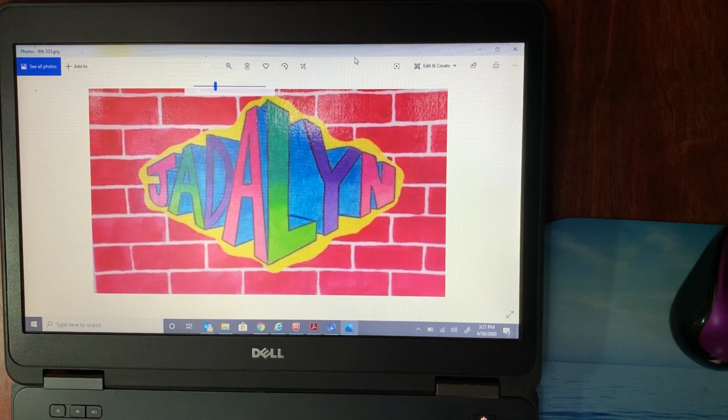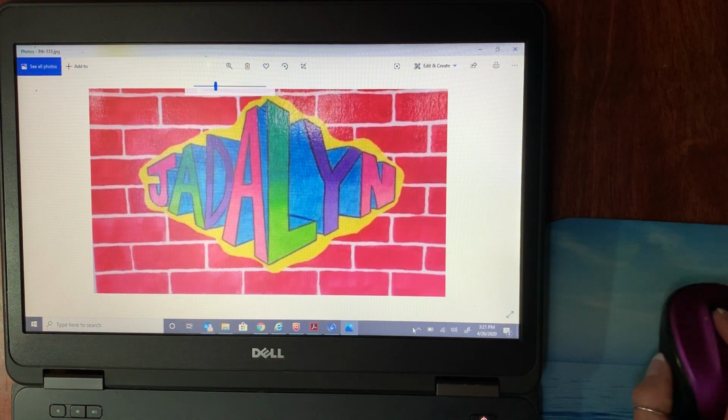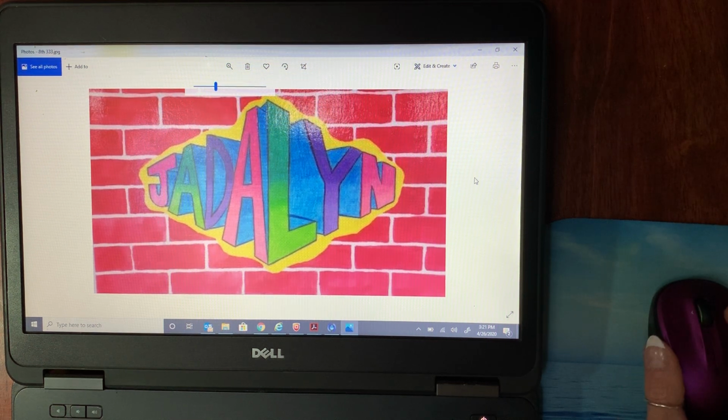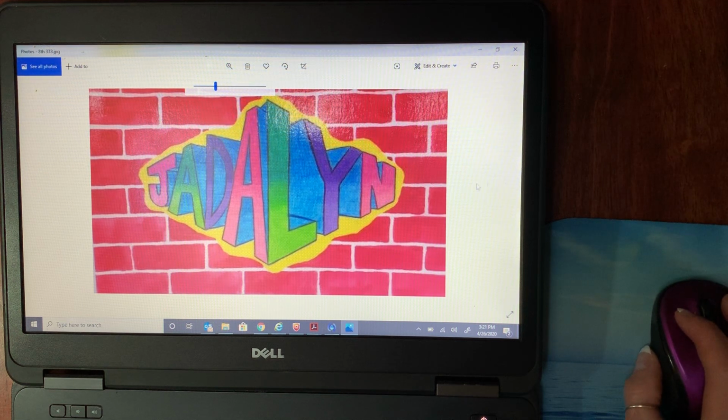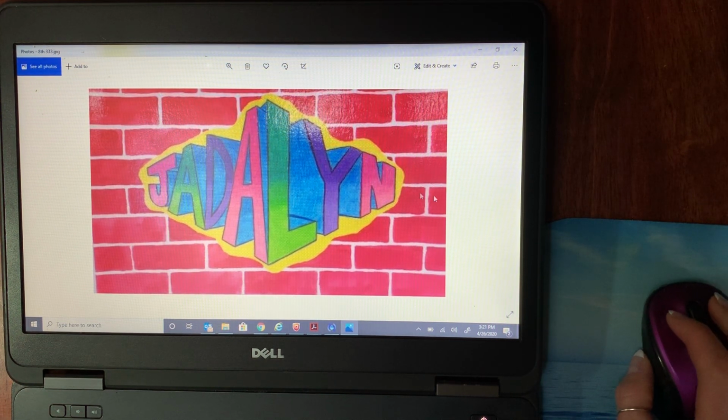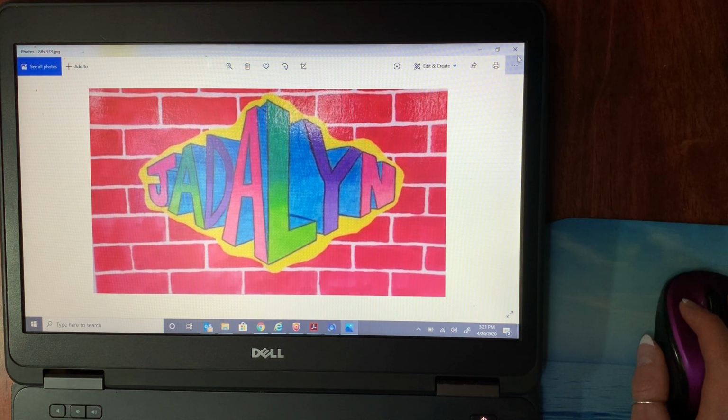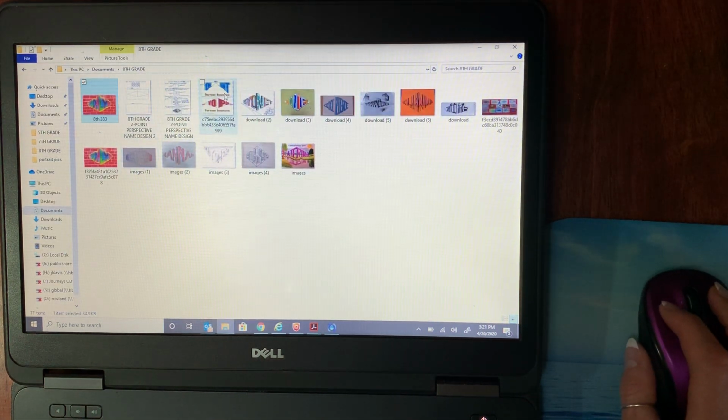What you see in front of you right now is the example that I did. My original is at the school, which we can't get into right now, but this is the example I have for you. Obviously, my daughter's name.